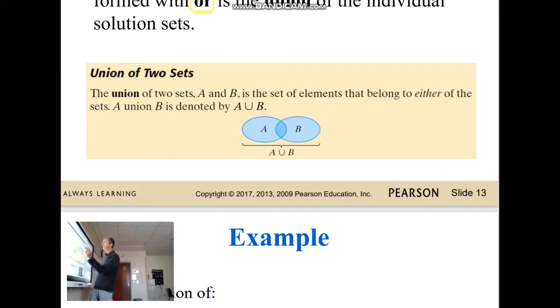And the union of two sets, A and B, is the set of all elements that belong to either of the sets. A union B is denoted by A, this looks like a capital U, B, right? It's the whole thing. The union is just the whole area, everything that belongs to A or belongs to B.